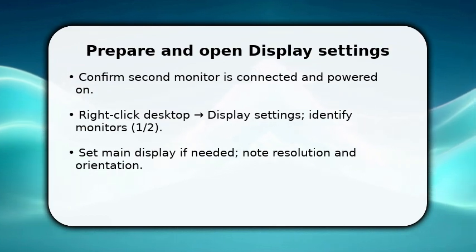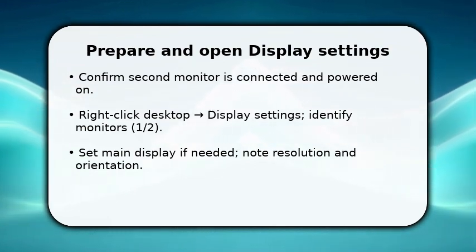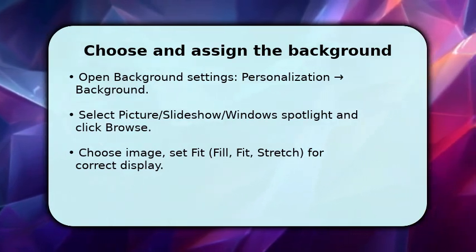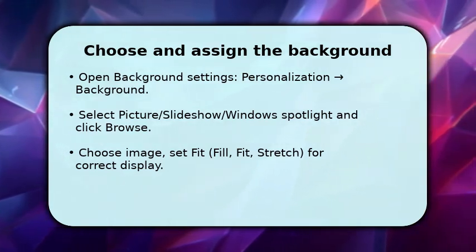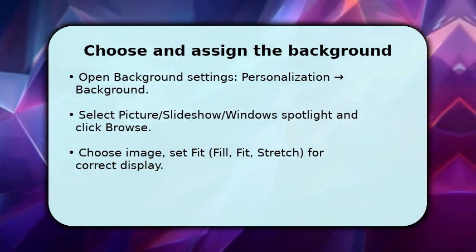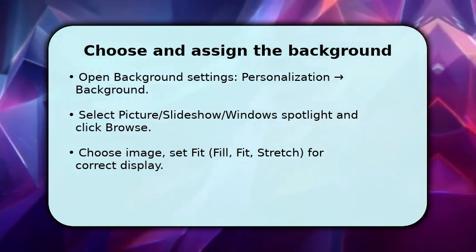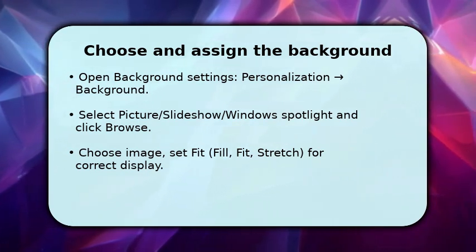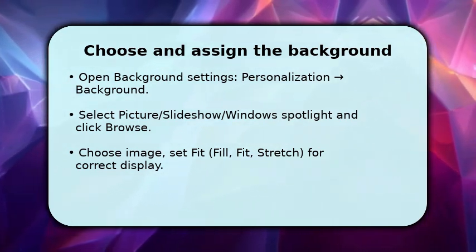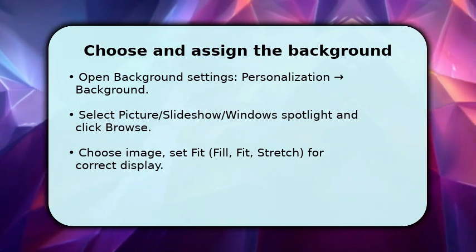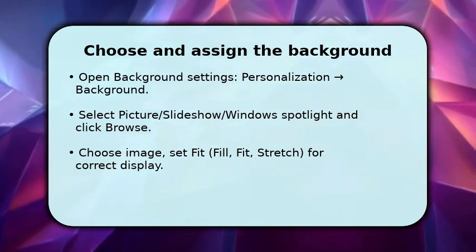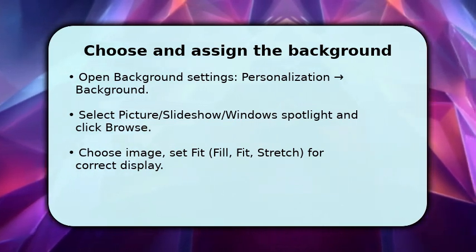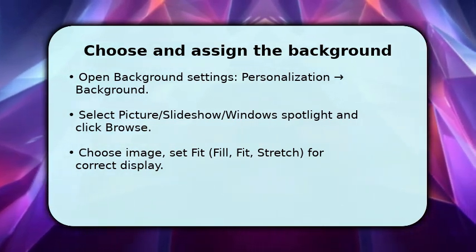Now you choose the actual image and delivery method. This is where the how matters. Go to Personalization, right arrow Background, then select Picture, Slideshow, or Windows Spotlight depending on whether you want a single image or cycling images. Click Browse to pick the file on your drive. Once selected, use the Choose a Fit drop-down and pick Fill, Fit, Stretch, or Center to preserve aspect ratio and avoid cropping. Once done, right-click the displayed thumbnail and assign. Finish by applying the change and testing.